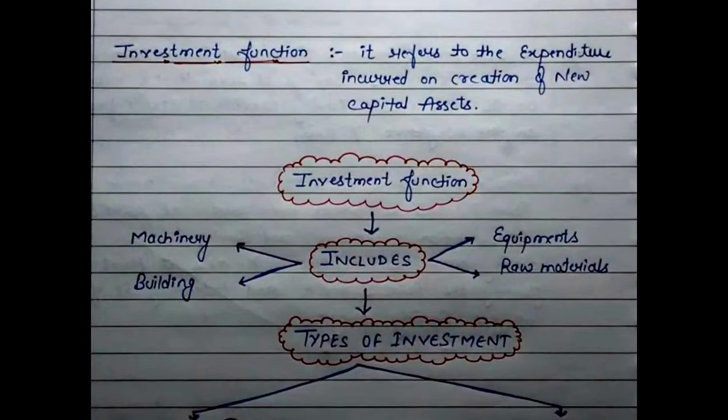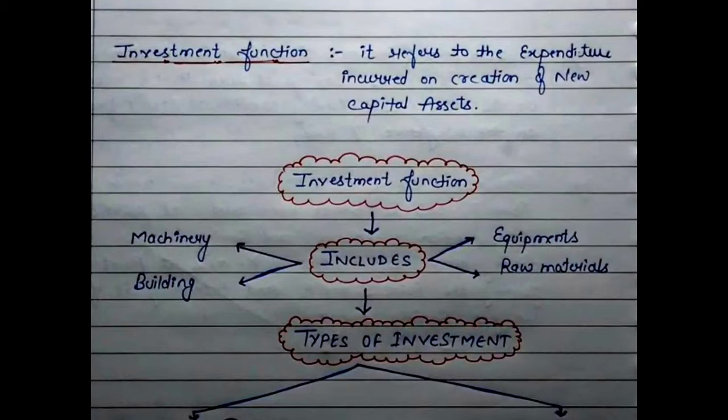Let's take an example. If I want to buy something for a longer duration, like a washing machine or a piece of land, that investment is for a longer period of time and not a short one. I am creating new assets, and the assets which are for a longer duration are known as capital assets. Now read the definition. It refers to the expenditure incurred on the creation of new capital assets, for example, machinery, building, equipment, and raw materials.